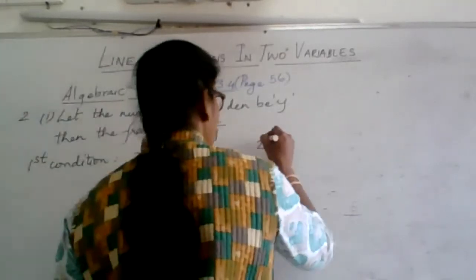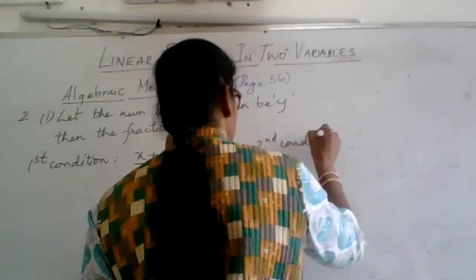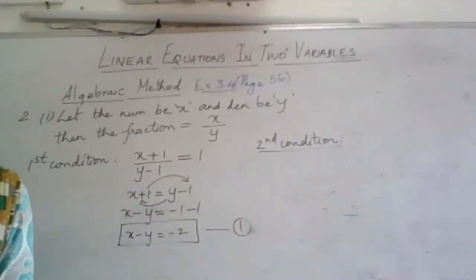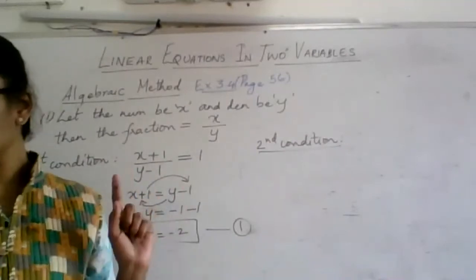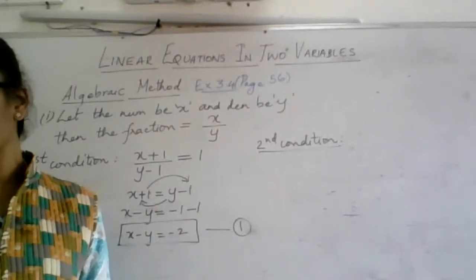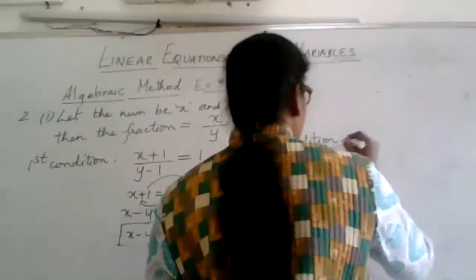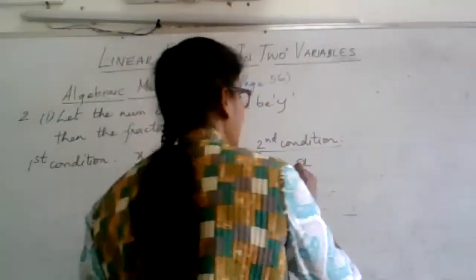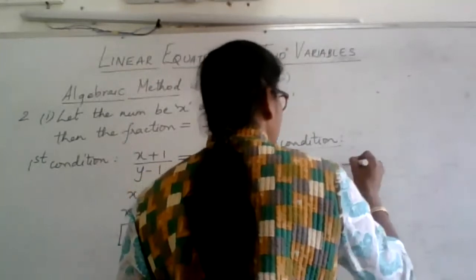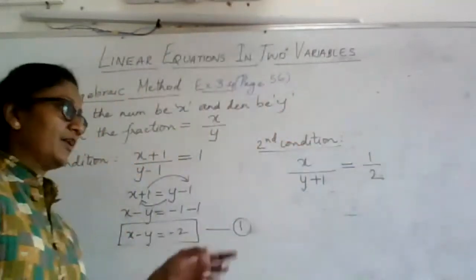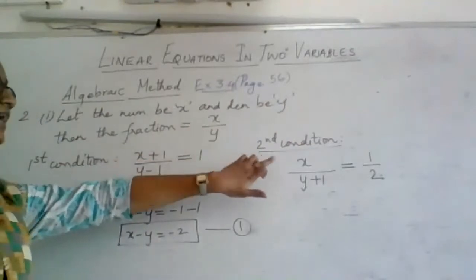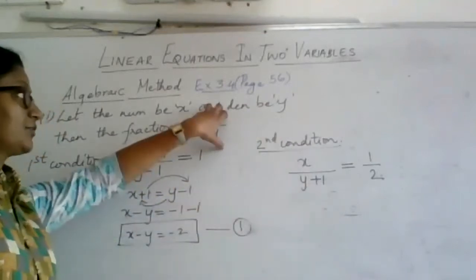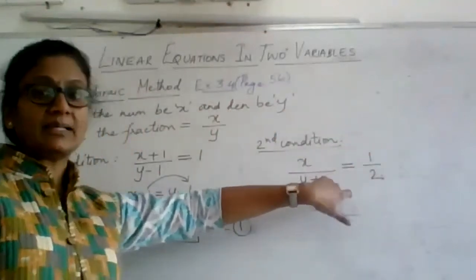Now, what's the second condition given to me? The second condition given is it becomes half. What becomes half? The fraction has become half, if we only add 1 to the denominator. So x was my original numerator. No change in the numerator. But the denominator I am adding 1. And the fraction has become half. The fraction was originally x by y. I did not change the numerator, but I added 1 to the denominator and this fraction has become half. So this is my second condition.